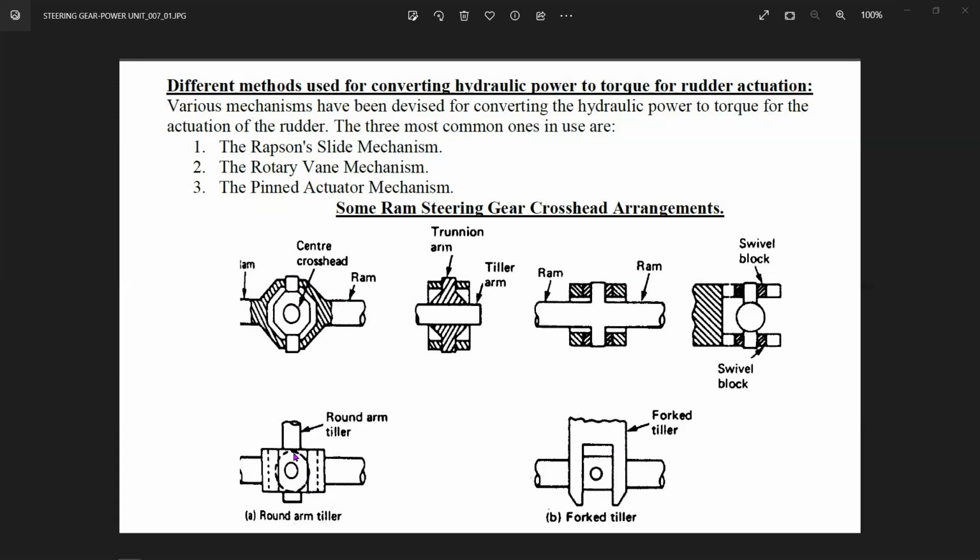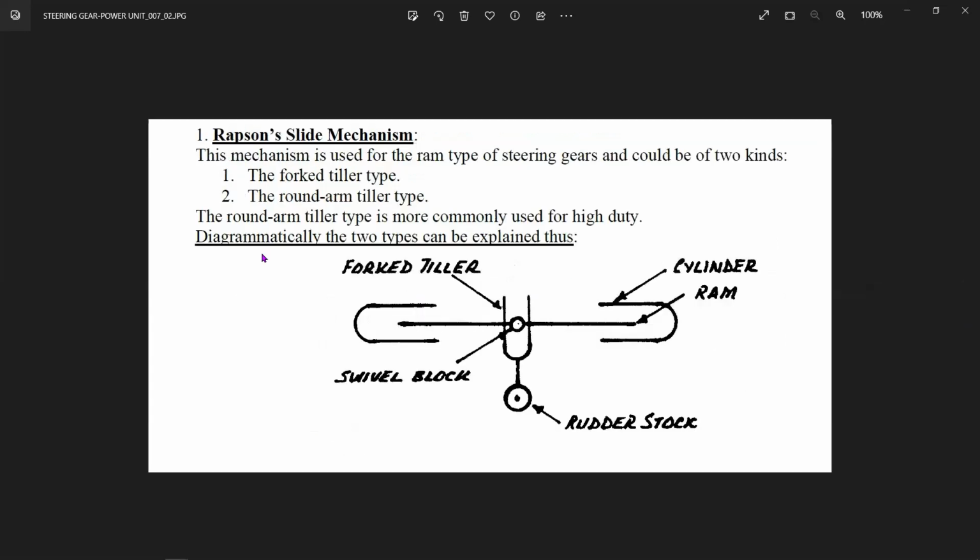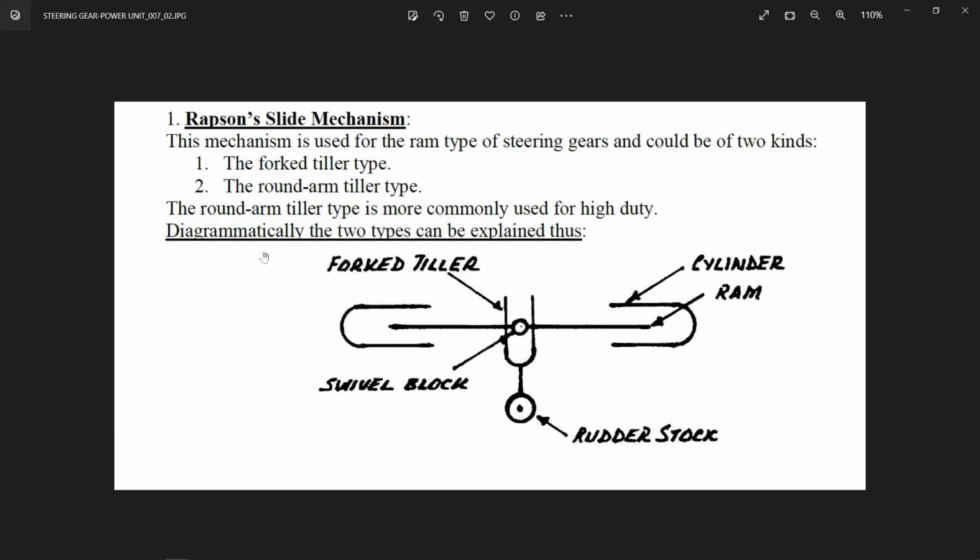In this case, the rams are forked. In this case, the ram is of uniform cross section. So when you talk about the Rapson slide mechanism, you have two designs: the fork tiller mechanism and the round tiller type. This is the fork tiller type, the normal ships which we have. A two ram steering gear is shown here, a diagrammatical representation.